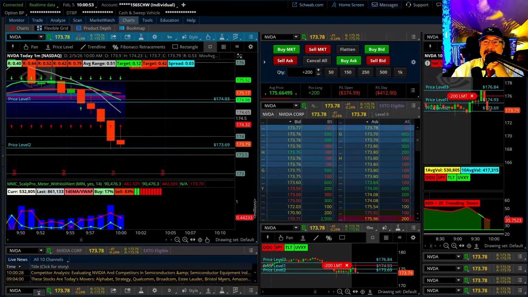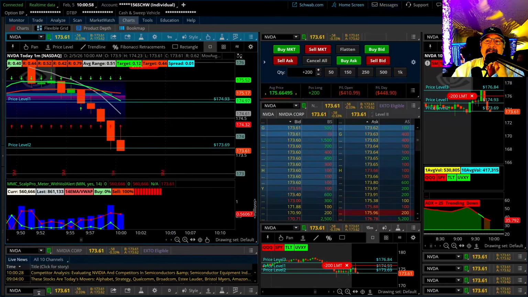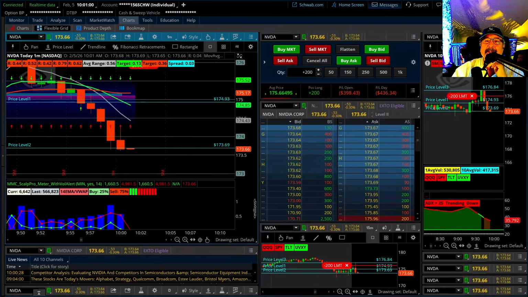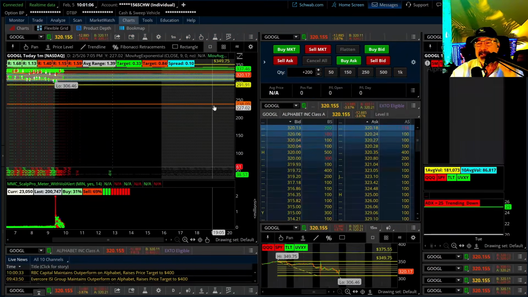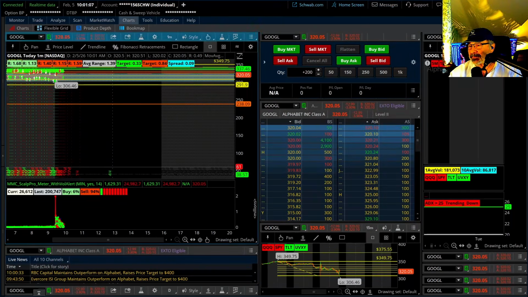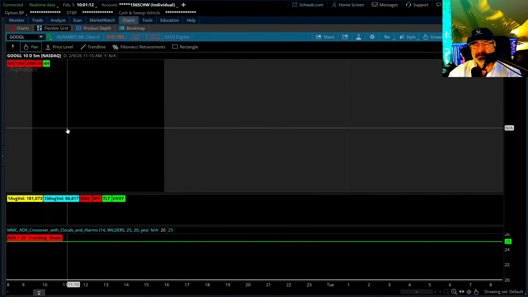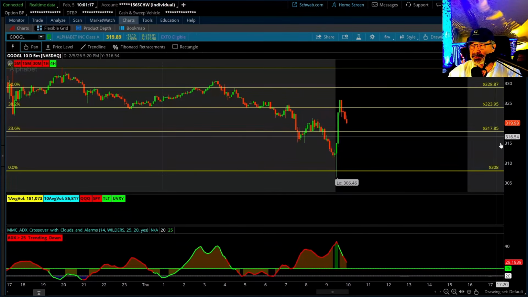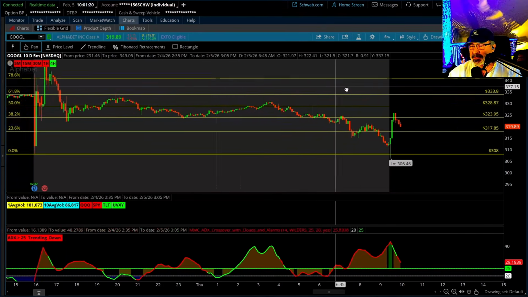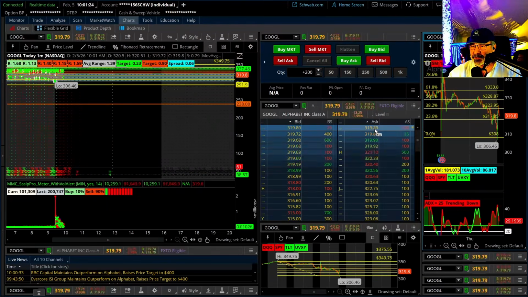MU's all the way up to 377. Google did turn around and went crazy. So that's a stock we can be long biased on. I ended up going long biased on NVIDIA, and then it just went straight down right after I did that. Okay, so Google's coming back. So we might have some consolidating here. Let's take a look at this first. Okay, so it definitely has the movement.